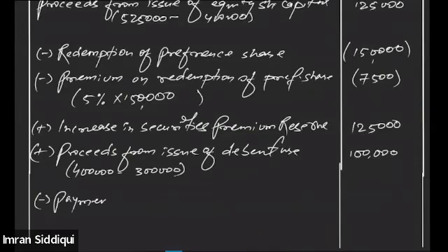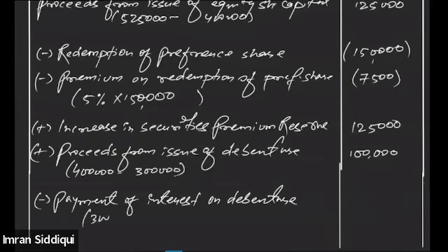Payment of interest. It will be calculated on that into 12%. And because we are paying this amount, it will lead to the outflow of cash. So therefore, writing this in negative in bracket.